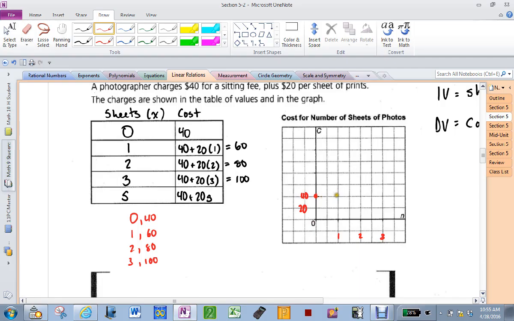1 is how much? 160. So I go out 1, 20, 40, 60. Cool? Yeah. 2, 20, 40, 60, 80. 3, 20, 40, 60, 80, 100. Does everyone agree? Yeah. Now, the $1 million question.